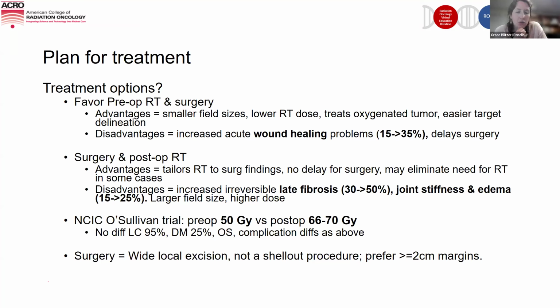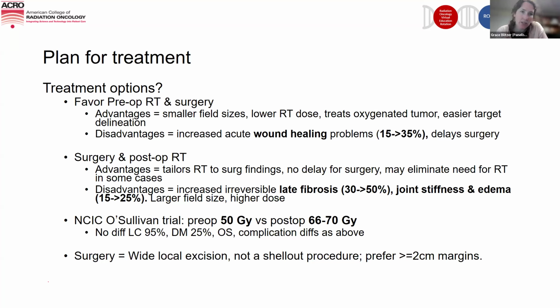So the dosing, 50 gray for preoperative versus 60 to 66 or 70 gray for postoperative. And it showed no difference in local control or overall survival. But the difference that I really want to highlight again is the late effects. Acutely, pre-op is worse, but in the long run, patients do better with pre-op versus post-op.